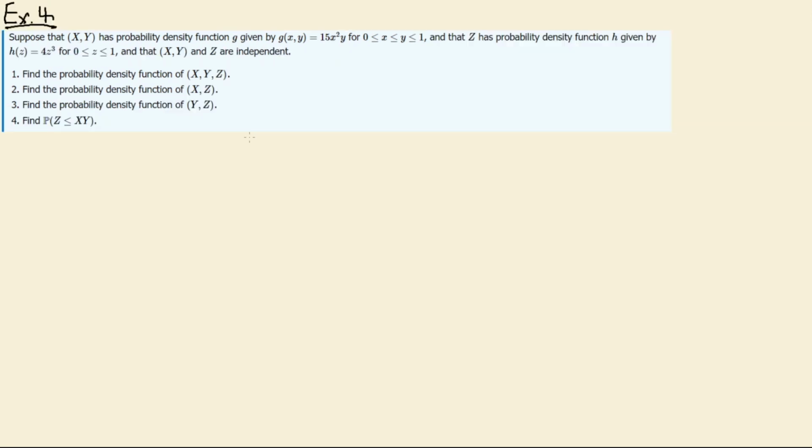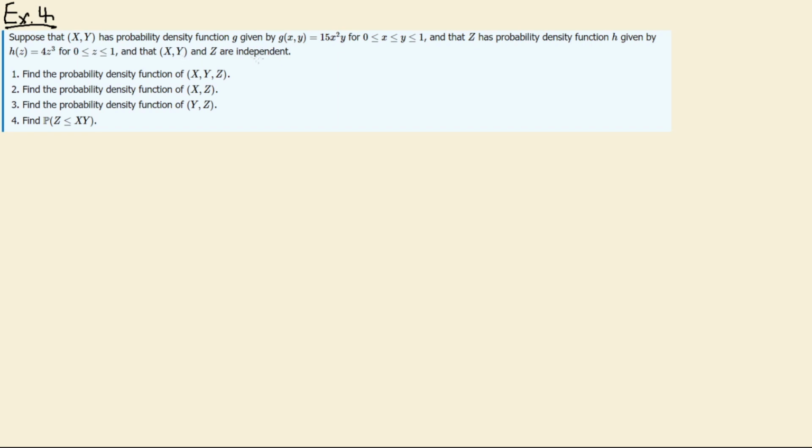All right, so this is the last example. This is probably going to be the longest because it involves 3 variables, not just 2. We're asked to suppose that x and y have a probability density function g given by exactly the same probability density function we looked at in the last example. And we're also asked to suppose that z has a probability density function h given by h of z equals 4z cubed for z on the interval from 0 to 1. But we're also given that xy and z are independent.